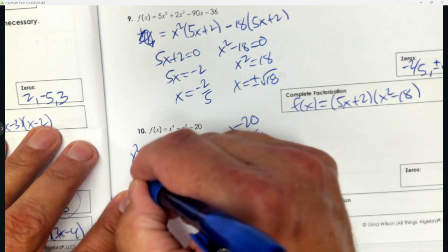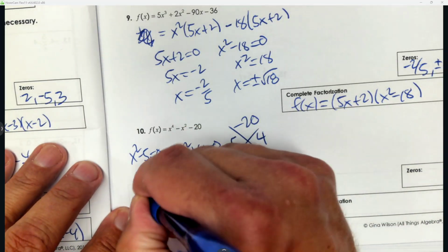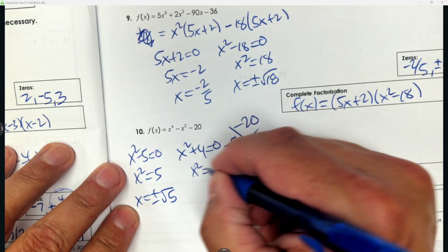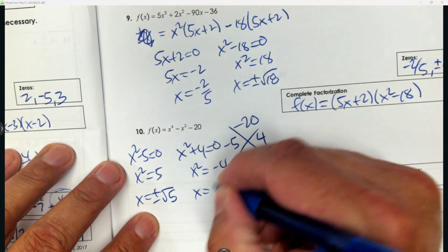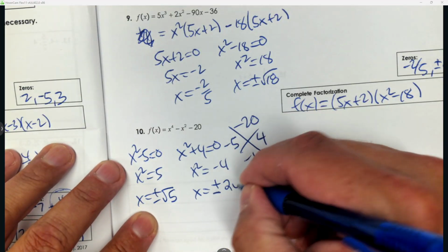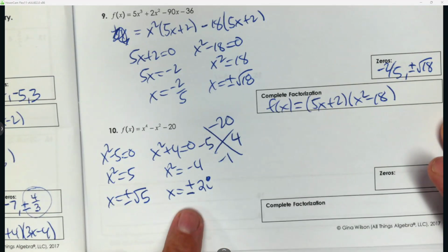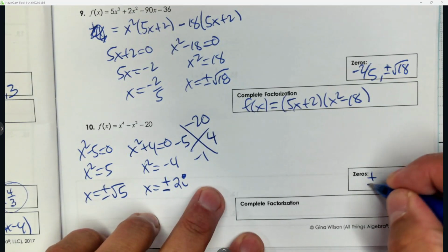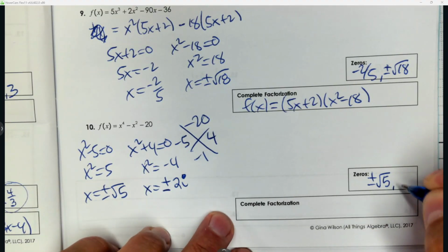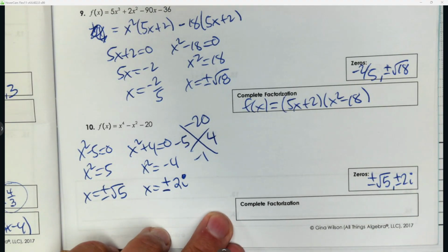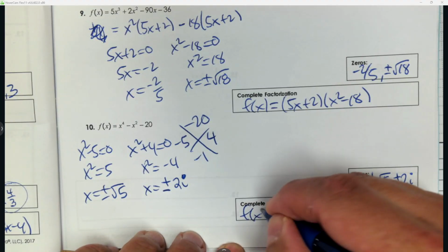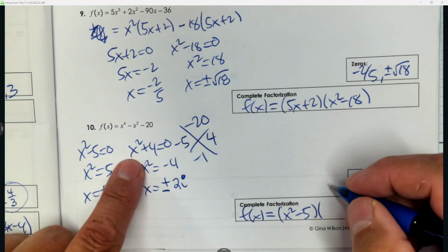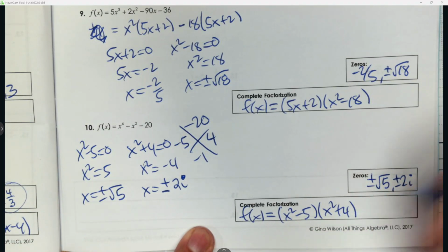So we're going to add 5, and when I square root, it's going to be positive and negative and irrational. I'm going to subtract 4. When I square root, it's positive and negative, but it's imaginary because when you square root a negative number, it needs that i. So this is positive and negative root 5 and positive and negative 2i. And then the factoring are these, x squared subtract 5 and x squared plus 4.